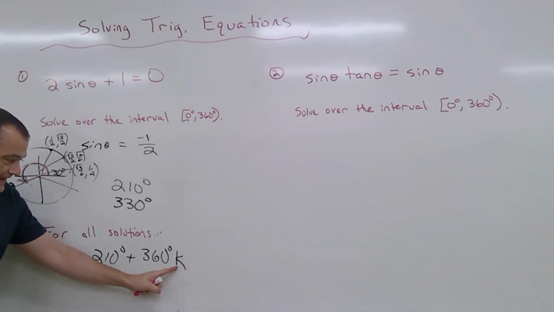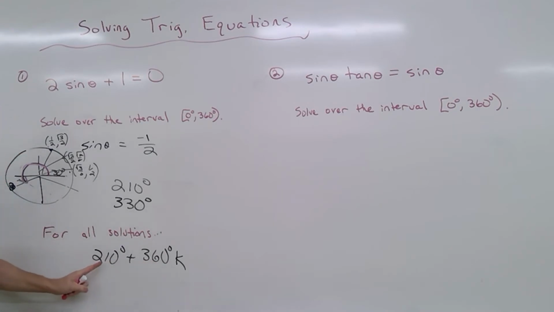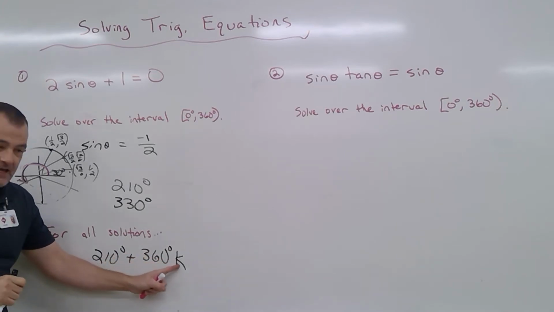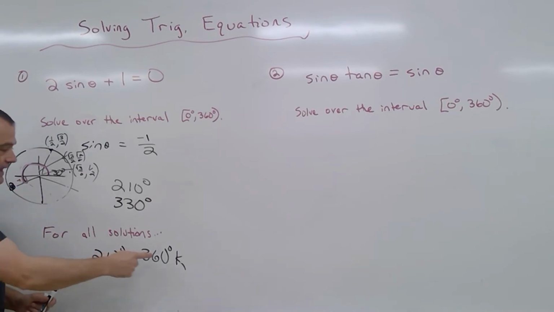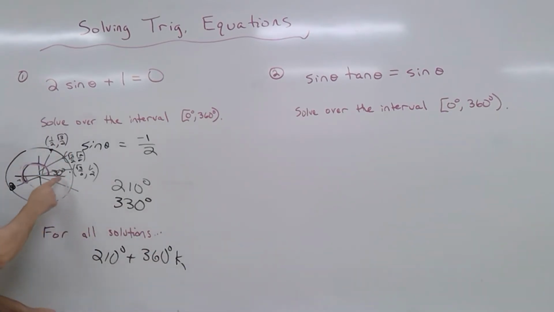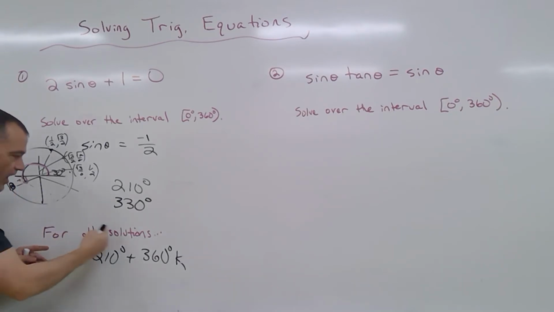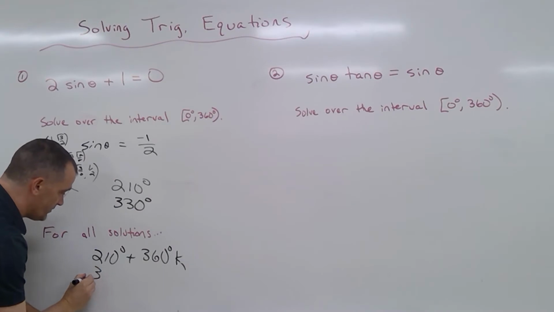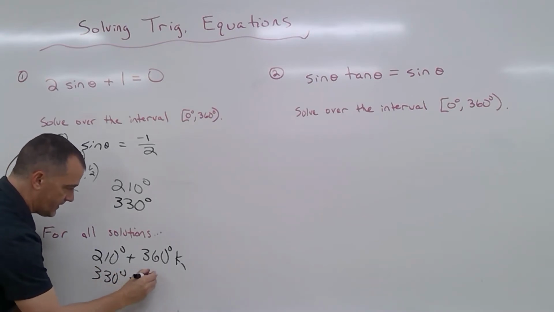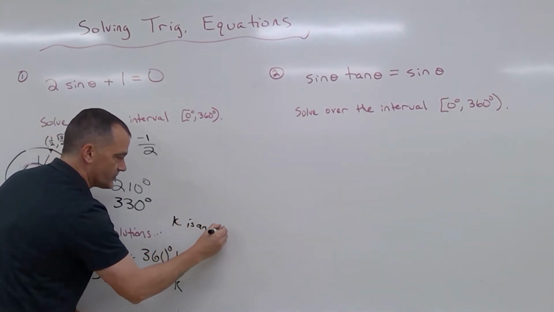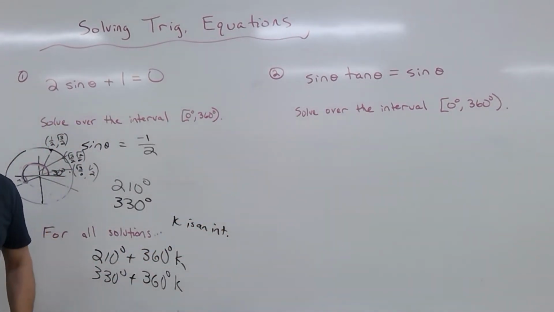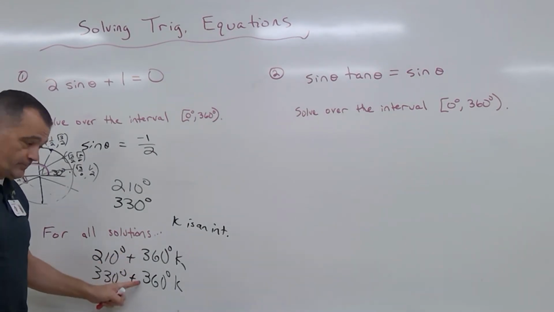So if k was equal to negative 1, negative 360 plus 210 would be negative 150 degrees. If k equals 0, we have 210 degrees, which is exactly what the solution is. If k equals 1, then 210 plus 360 more would give us another value that would work. This is all solutions, so we also could do the same argument for 330 degrees right there, plus 360k, where k is an integer. So, two ways to answer this, and this one actually is pretty simple.